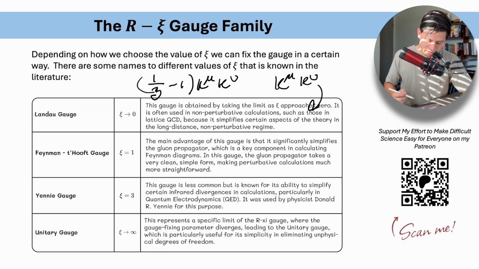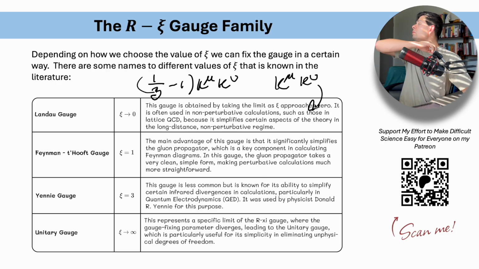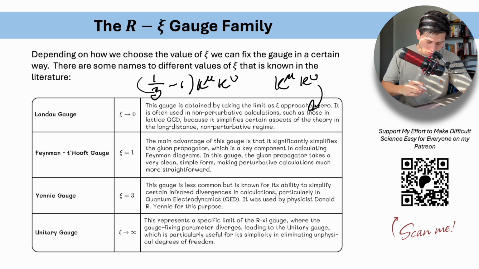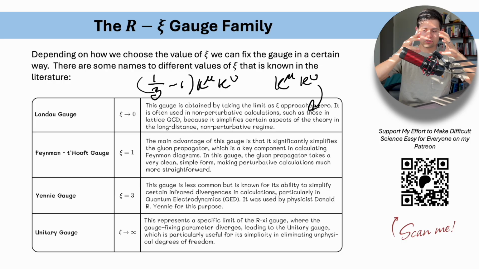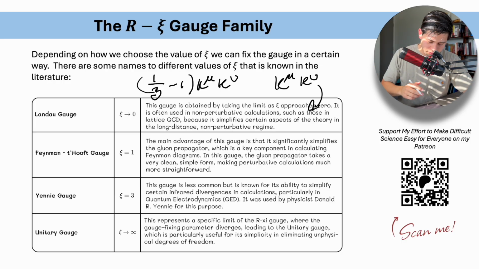This gauge is obtained by taking the limit as chi approaches 0. It's often used in non-perturbative calculations, such as those in lattice QCD, because it simplifies certain aspects of the theory in the long-distance non-perturbative regime. Okay. So not in the long distance, right? As chi goes to 0, we're getting closer and closer. We're becoming more local. Okay.